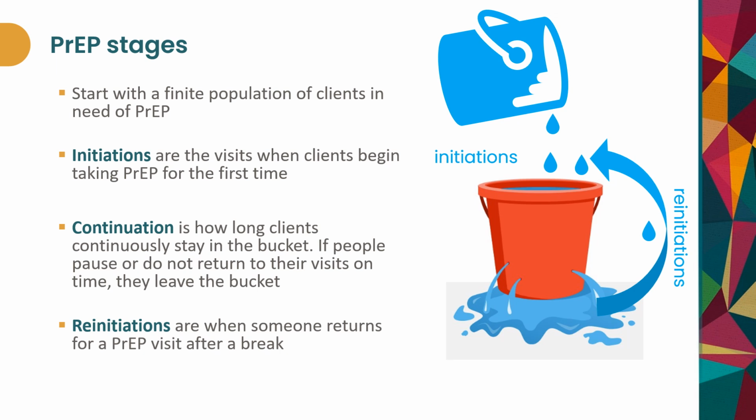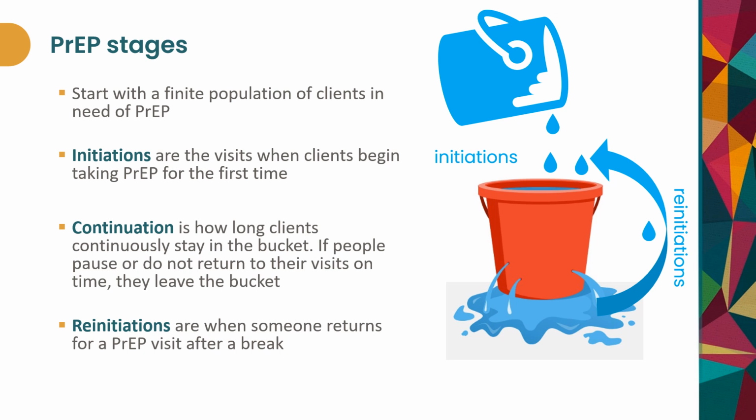First, it is useful to review the different stages of PrEP use by clients as they are conceptualized within PrepIt. This is represented by the figure shown here. PrepIt assumes a finite population of clients indicated for PrEP. When members of this population begin taking PrEP for the first time, this is referred to within PrepIt as an initiation. While clients continue to take PrEP, they remain in the bucket, which we call continuation.